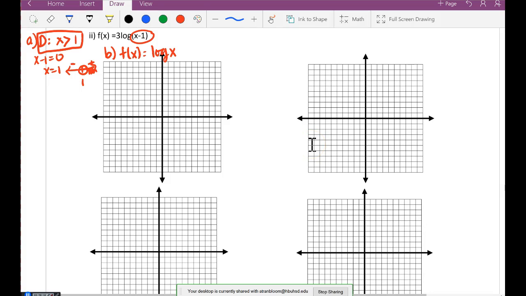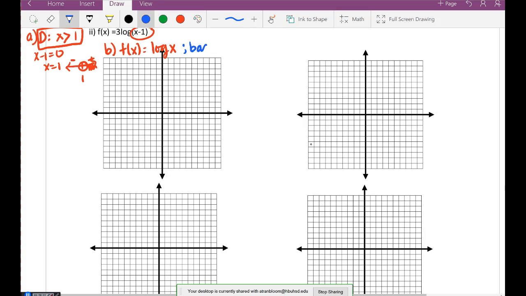Okay, if you don't see a base, it's always base 10. Okay, so I'm going to spell this out. This is always going to be base 10. What are 3 points for base 10? Can you give me 3 points, please? First point: 1, 0. Next point: 10, 1. Next point: 1 over 10, negative 1. Asymptote at x equals 0. Okay.